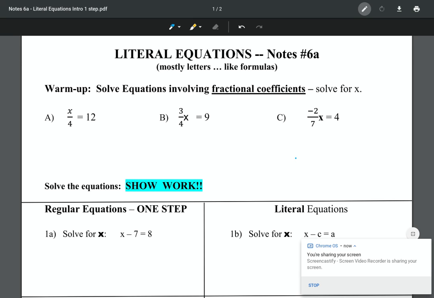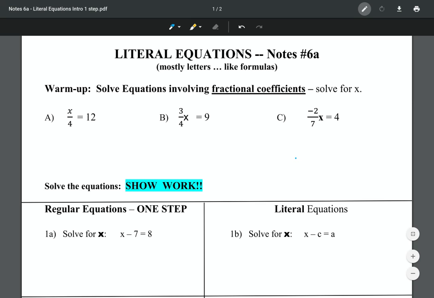Hi, today we're going to be talking about solving literal equations. Basically, literal equations is just a bunch of letters, and you have to solve for a particular letter. Some of those equations may look like some familiar formulas. But what we're going to do right now is first just practice simplifying and solving for a variable where you are dealing with a fraction.